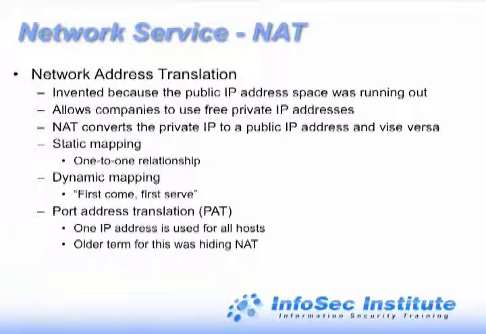Okay, NAT, network address translation, invented because public IP address space was running out. Basically allows companies to use free private IP addresses. These are going to be your 10 network, 10.0.0.0/8. You're going to have your 192.168.0.0 network. Then you're also going to have your 172.16.0.0 to 172.31.255.255. Those are your non-routable private IP ranges.